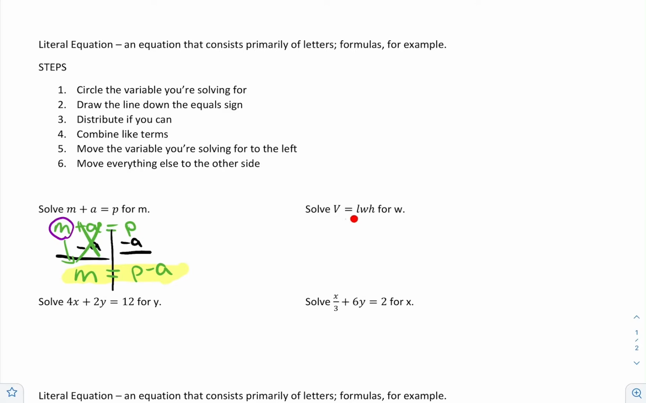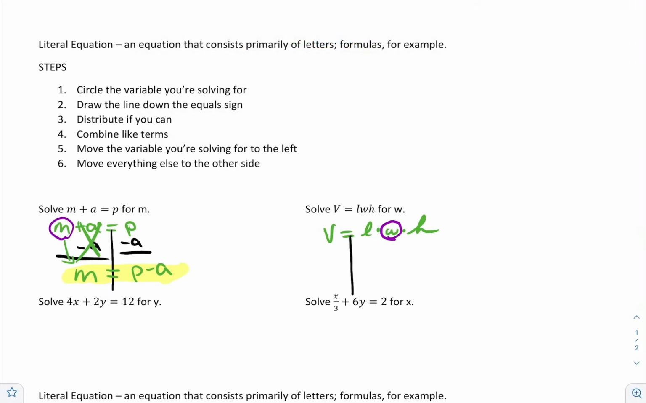It says solve V equals LWH for W. Don't forget that when we see letters grouped together like this, LWH, that just means L times W times H. And what we're going to do is go ahead and circle that we're looking for our W. And so let's do that. Since we're dealing with multiplication, we need to do the inverse of it, which is division.